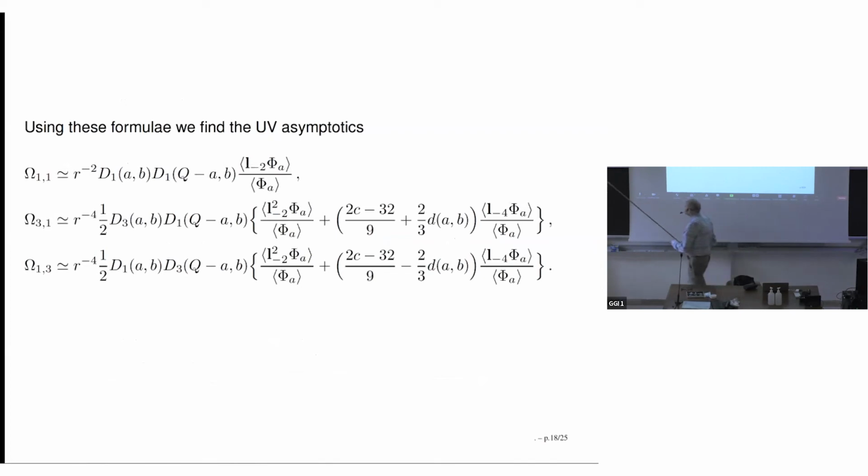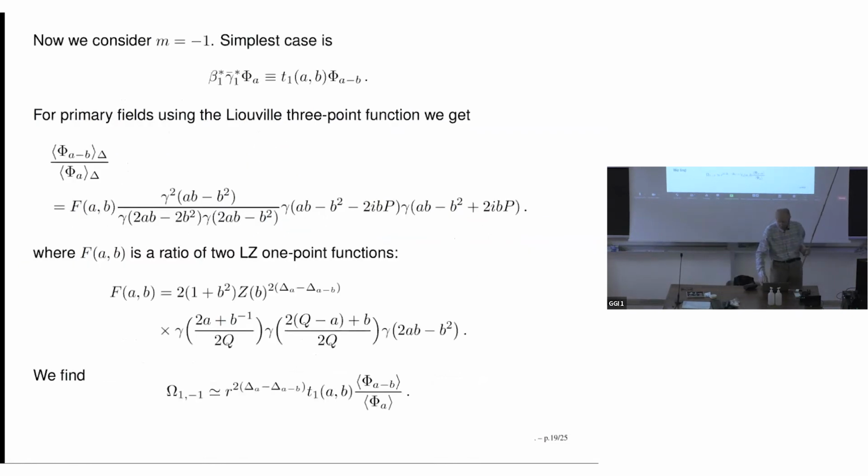And correspondingly, the ultraviolet limit of my function omega can be computed from the formula above. You just take, so these guys can be computed with the usual conformal field theory formulae.